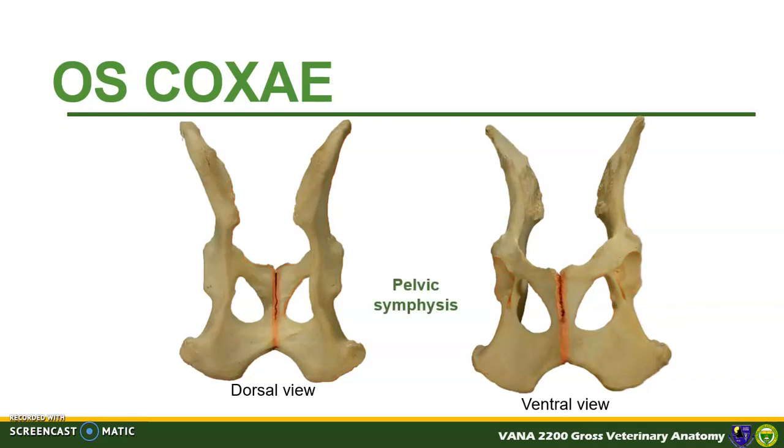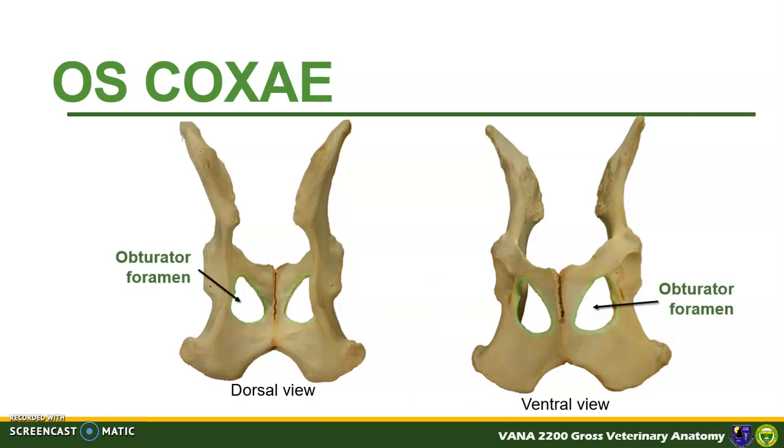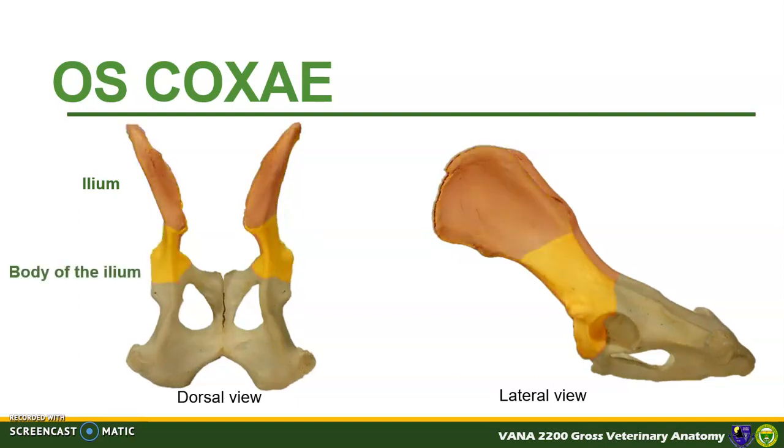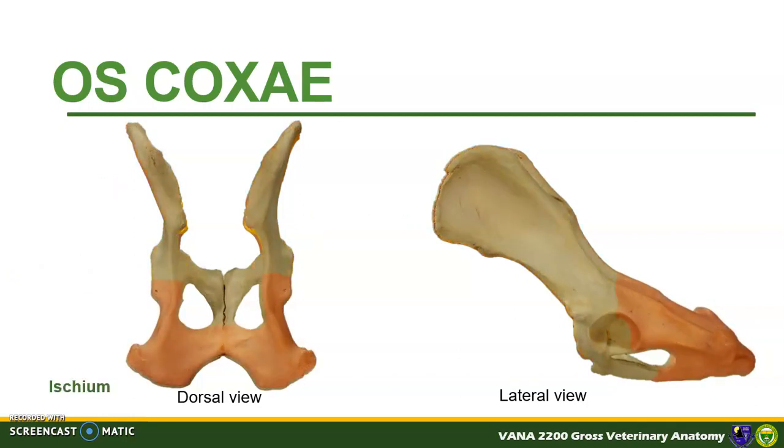The pelvic symphysis is the junction of the right and left os coxae, while the obturator foramen is a large opening at the floor of the os coxae. This is the largest foramen in the body. The ilium is the largest and most cranial part of the os coxae. It consists of a wing or iliac wing and a body or an iliac shaft. The ischium is the most caudal part of the os coxae. The ischium is composed of a body and a flattened ischiatic table.